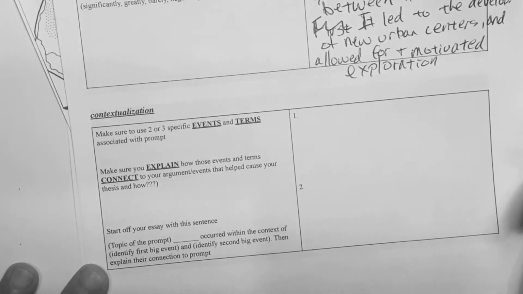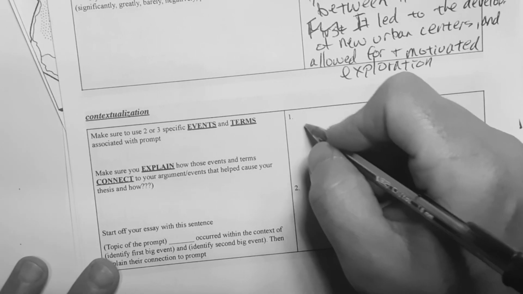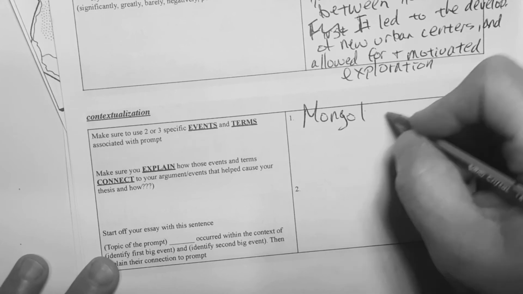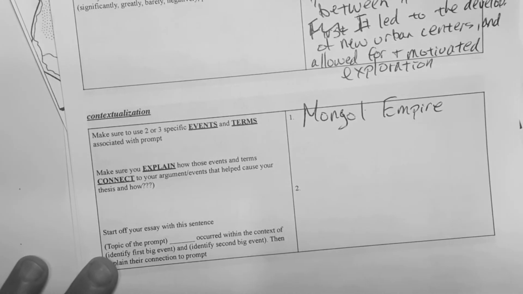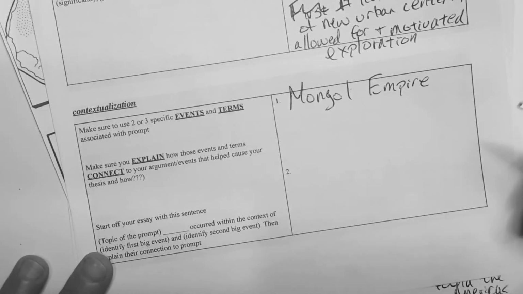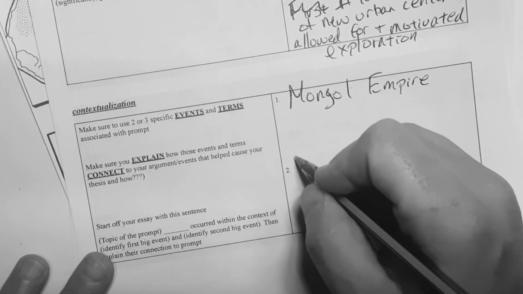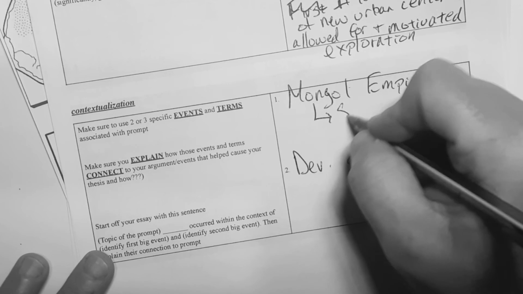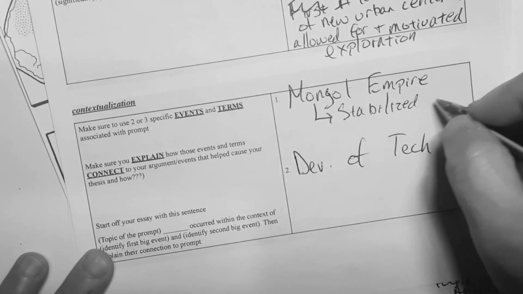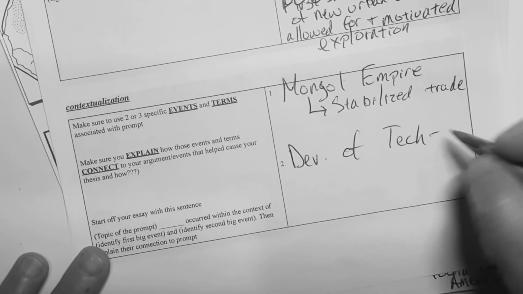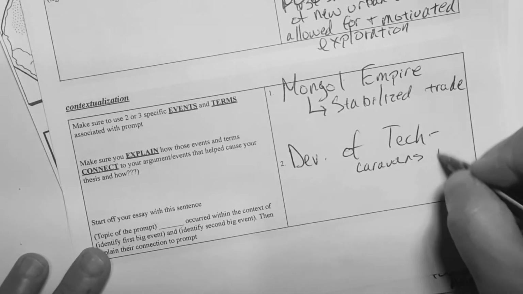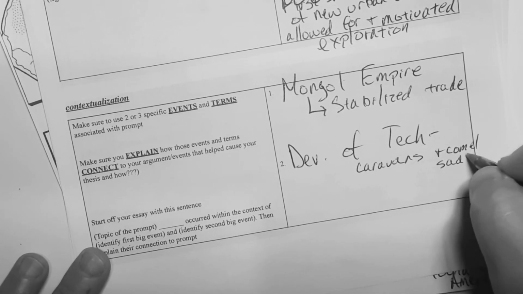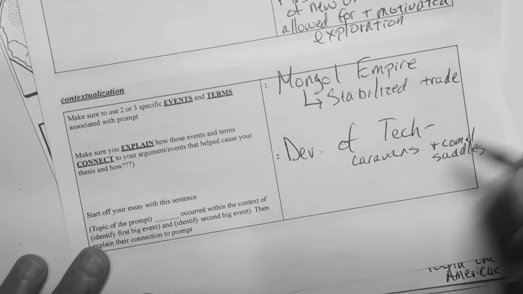Context seems to be still messing with you guys a little bit. So my advice is you pick two big ideas that happen within this unit. Maybe the Mongol Empire. That's a big idea that provides context for the expansion of trade routes. And then another big event you could talk about would be maybe the development of new technology that allowed this to happen. Then you just give specific examples. Stabilized trade. Now you're going to have to fill in the story a little bit. Stabilized trade. And this would be like the caravans and camel saddles, the credit, and you could talk about the sails and all that kind of stuff.